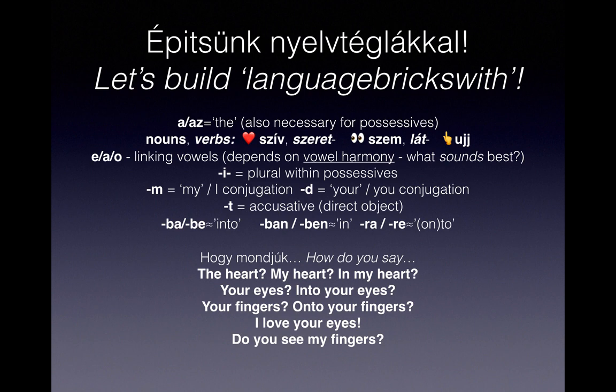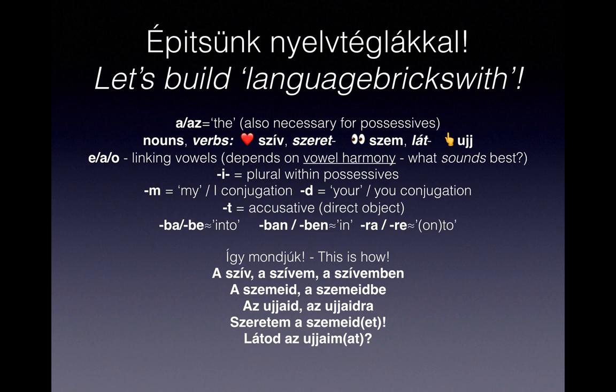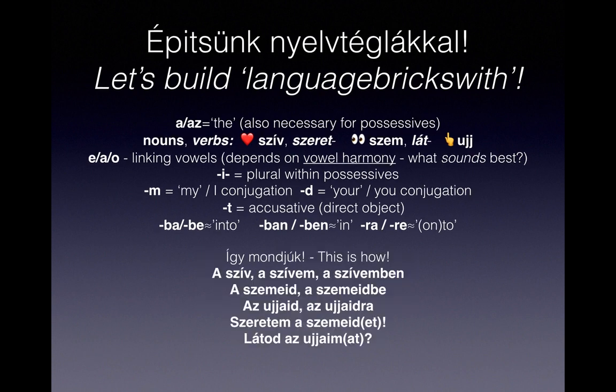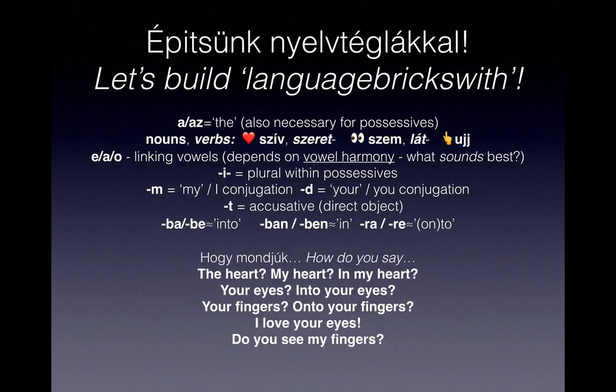How about your fingers? My fingers are az ujjaim. So your fingers would just be az ujjaid. And onto your fingers. Onto my fingers is az ujjaimra. So onto your fingers is az ujjaidra. One word. Let's check ourselves here. So a szív, a szívem, a szívemben, a szemed or a szemeid, a szemedbe, that means into your eyes. Az ujjaid, az ujjaidra are your fingers and onto your fingers.